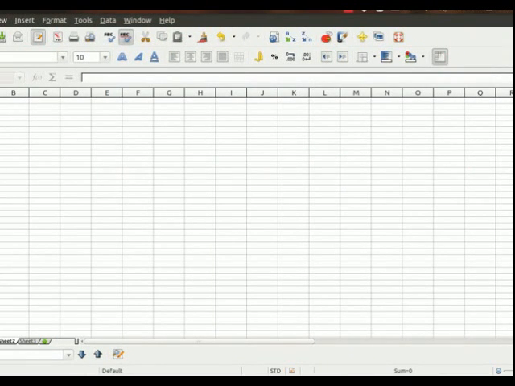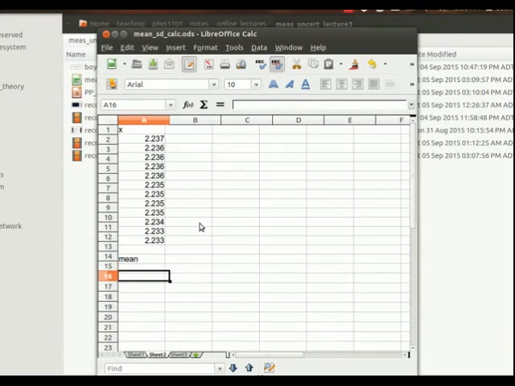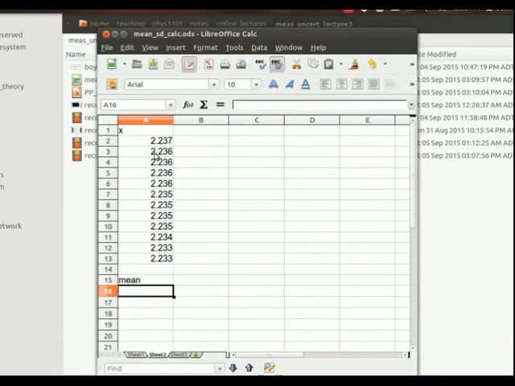Spreadsheets are your friend. So here is a spreadsheet, and there are the numbers from the number line, and I'm just going to calculate. We need the sum. We need to add up all of those numbers and divide by how many numbers there are, which is 12. And there's our mean, 2.2350833333333. Okay, but there will be an issue of how many significant figures we actually have there.